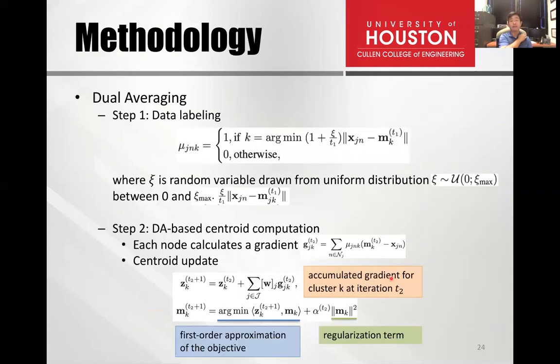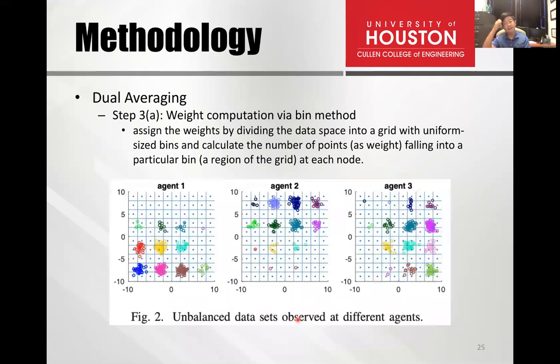And then we try to use this methodology of dual averaging. The first step is data labeling according to a certain heuristic. And then we have the centroid computation. So this is basically a modified EM algorithm. The EM algorithm has two steps: one is for expectation, the other is for maximization. Okay, and here is the example.